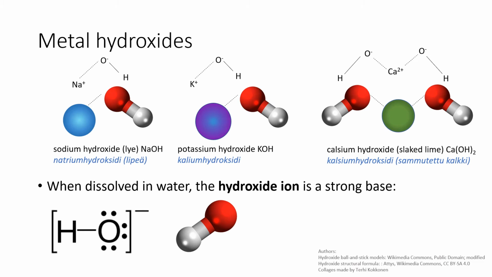The alkaline earth hydroxides are also strong bases. For these compounds, 2 hydroxide ions are produced for every molecule dissolved in aqueous solution. Calcium hydroxide is often called slaked lime, sammutettu kalkki, and is widely used in industry.